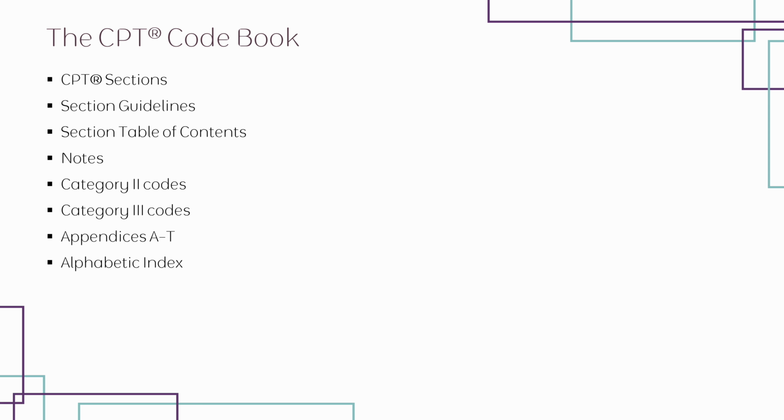After you move through all of the CPT sections containing your Category 1 codes, you'll then find your Category 2 and Category 3 codes. These are placed towards the back of the book. And following those codes, you will find the appendices, which contain valuable supplementary information. And then finally, the alphabetic index, which allows you to search for codes based on main terms and procedures. Understanding this structure will help you navigate the CPT codebook more quickly and efficiently as you locate and assign codes.